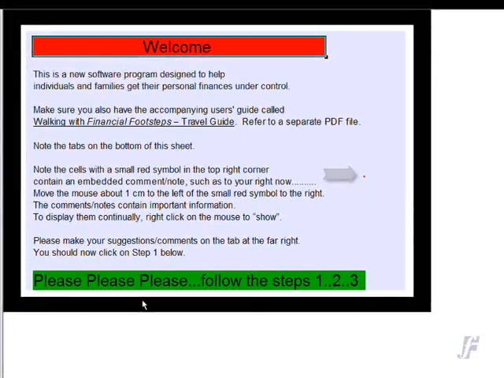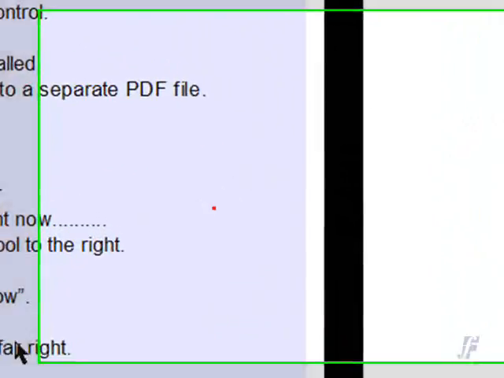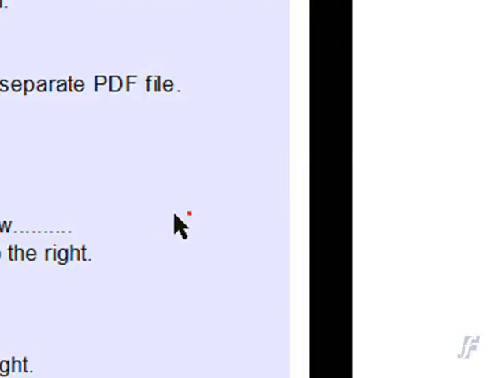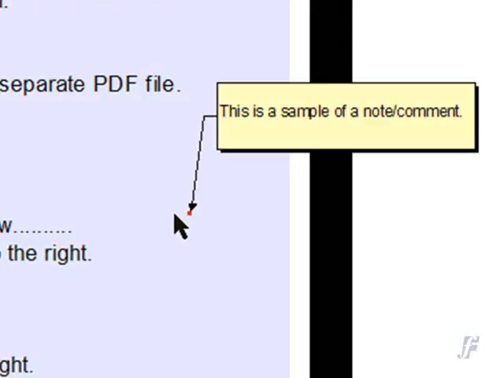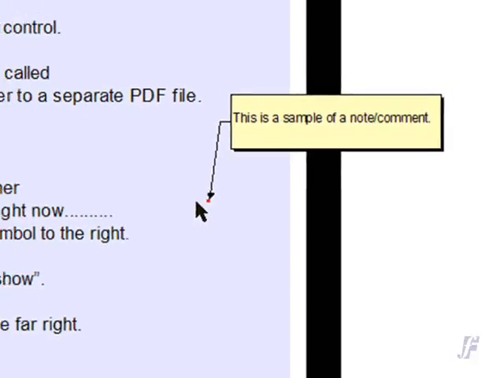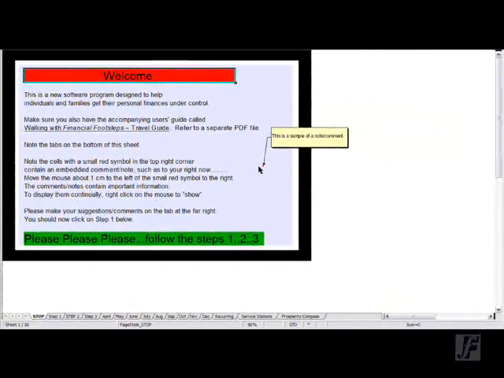Before we leave this sheet and start our travels, let's look at a small red mark on the page. When we move the mouse just to the left of this mark, a small note, like a yellow post-it note, appears. You'll find these notes or comments in many places. We'll even show you how to make your own. Now let's get going.